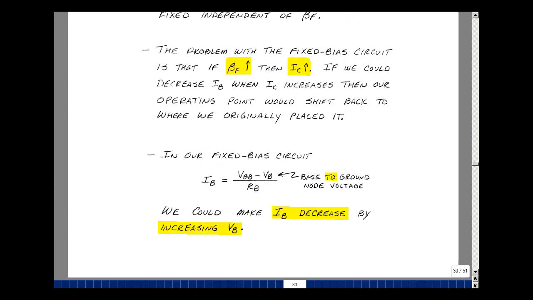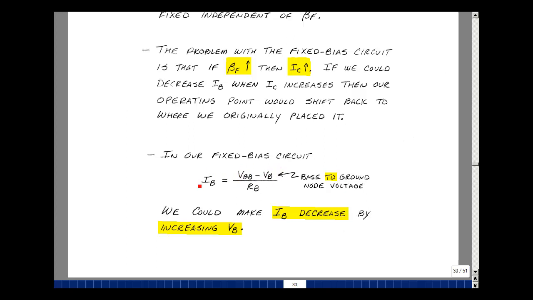The main problem with the fixed bias circuit is that if beta F increases, then I sub C increases. If we could design our circuits such that we decrease I sub B when I sub C increases, then we keep the operating point in a small neighborhood. Back on page 24, in our fixed biasing circuit example, when it was in the active region, we found that I sub B was V sub BB minus V sub B over R sub B, where V sub BB was the battery on the left-hand side of the circuit, and V sub B was the base voltage back to ground.